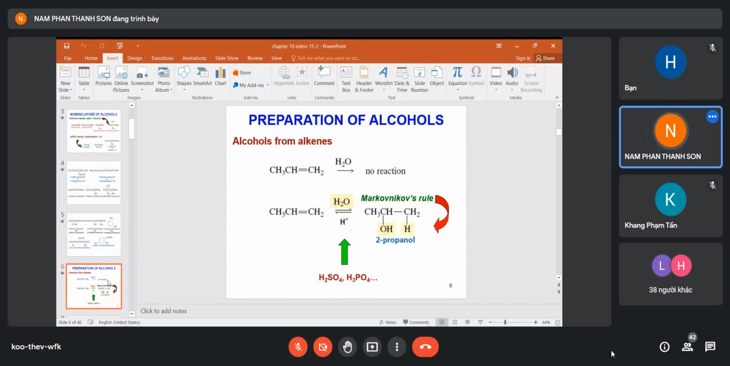So how to make alcohols? We can make alcohols from alkene, C=C double bond. There are two ways to make alcohol from C=C double bond. First, we have Markovnikov electrophilic addition of water. This is Markovnikov addition. We need an acid catalyst. Sulfuric acid or phosphoric acid, any Brønsted acid catalyst.